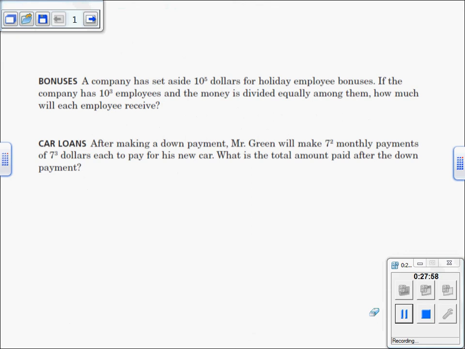Okay, so this first one, read to yourself as I read it out loud if you haven't done so already. It's about company bonuses. It says a company has set aside 10 to the 5th dollars for holiday employee bonuses. If the company has 10 to the 3rd employees and the money is divided equally among them, how much will each employee receive? Now this one might be a giveaway because they use the word divided. They might use the word split equally among them or allocated equally among them. That just means giving out, spreading out, dispersing among them equally. So just know, this one I agree was a giveaway.